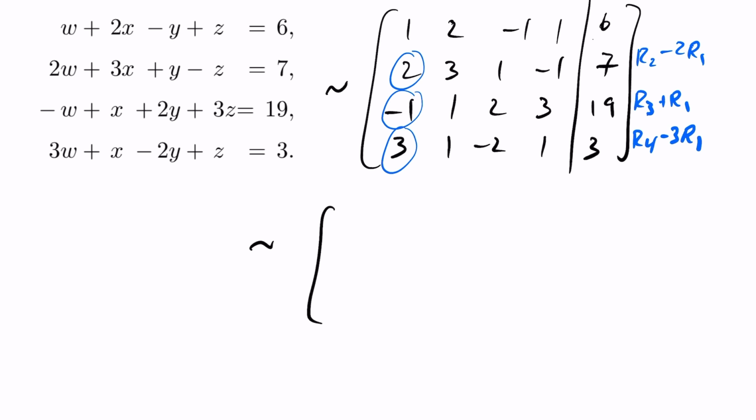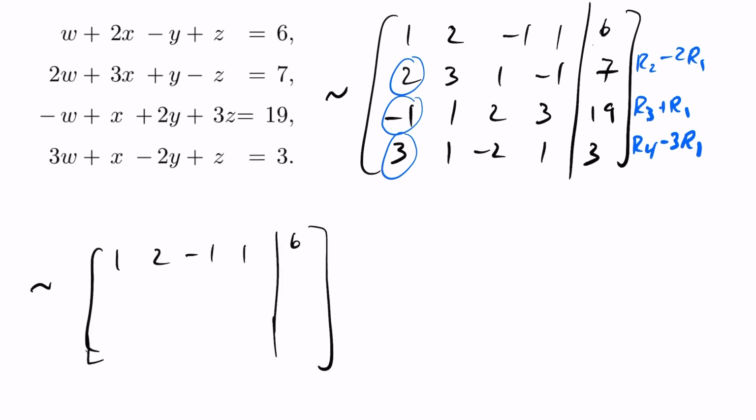You can notice here that the first row I'm not touching, so I'm going to write it back down just as it is. All right, continue on here. Now I've got row 2 minus twice row 1. So doing so here, we get an entry of 0. Now I'm going to get 3 minus 4 is negative 1. The next entry is going to be 1 plus 2, gives me a 3. The next entry here is going to be negative 1 minus 2 is negative 3. And lastly here, you're going to get 7 minus 12 is negative 5.